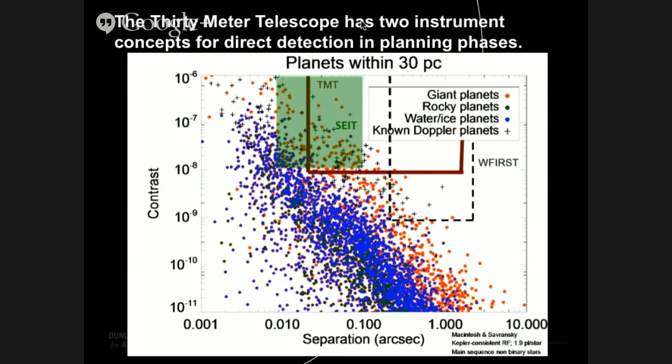What were the temperatures of those models that were fitting in? Around 1,000 Kelvin. They're all about 1,200 Kelvin.